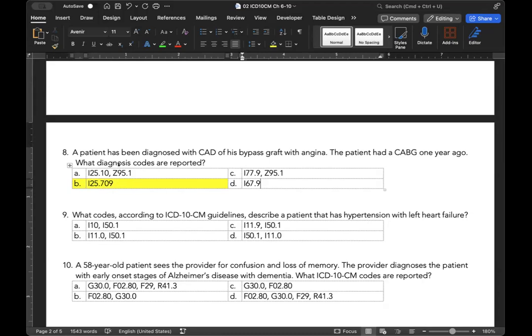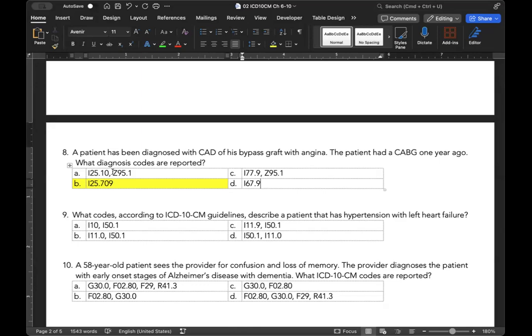Why are we not also coding Z95.1 with the I25.709? Any guesses? The Z95.1 is the presence of a CABG. So why would we not code the Z95.1 with your I25.709? Is it because it was 1 year ago? Nope. Let's look at our code description for I25.709.